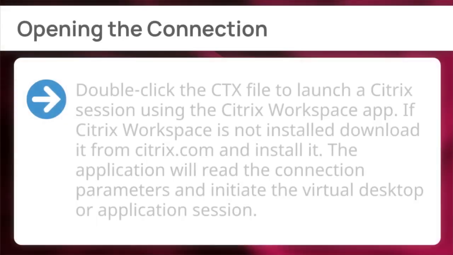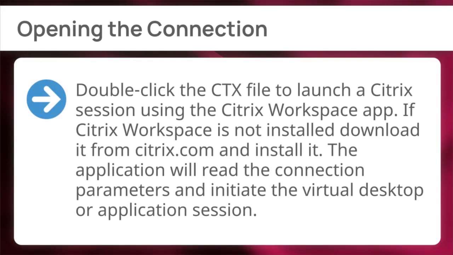First, opening the connection. Double-click the CTX file to launch a Citrix session using the Citrix Workspace app. If Citrix Workspace is not installed, download it from citrix.com and install it. The application will read the connection parameters and initiate the virtual desktop or application session.